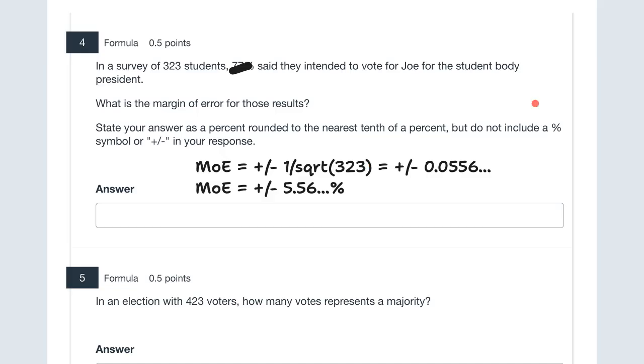And then the instructions say to round to the nearest tenth of a percent. So that 5 right after the decimal is in the 10th spot. The 6 tells us to round up. So this will go to 5.6%. So plus or minus 5.6%. And then we follow the directions. Do not include a percent sign or the plus minus symbol in the response. So in our box here, we just put 5.6.